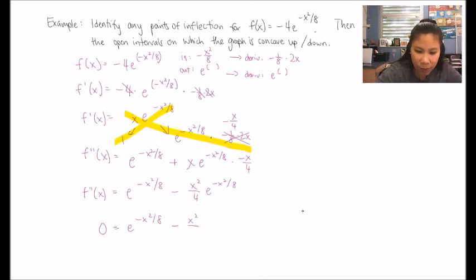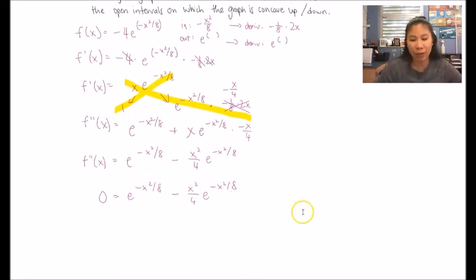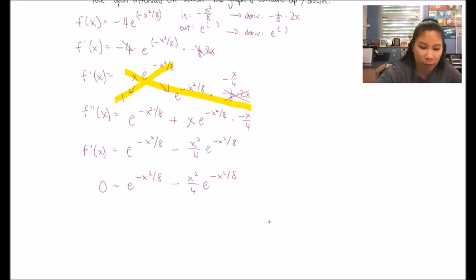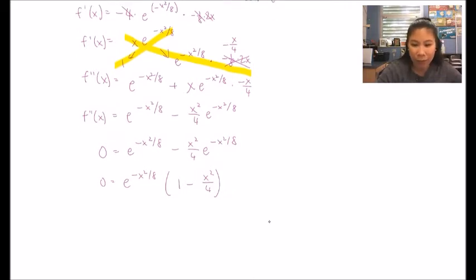And because we're solving something kind of complicated, probably the easiest way to make this look nicer is to factor, because I see both terms have an e to the negative x squared over 8 power to it, so I can factor that out as a greatest common factor. So that'll leave me with 1 minus x squared over 4. Okay, and then once you have things factored, you just set each of your factors equal to 0. So e to the negative x squared over 8 equals 0, and 1 minus x squared over 4 equals 0.